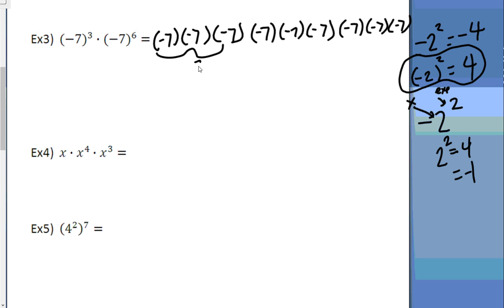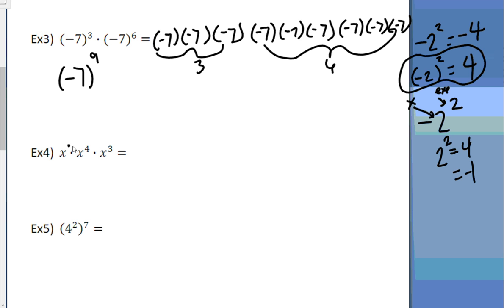This is the 3, right? And this is the 6 -7s, right? So if I have 3 -7s and then I have 6 more -7s, how many -7s do I have? Well, I have -7 to the 9th. Okay? Make sure you include that parentheses. Now, some of you may be thinking, well, the parentheses don't make a difference here because both ways it's going to be negative, but we're not going to get into that right now. Include parentheses if you're not sure. Okay? Next example, example 4.